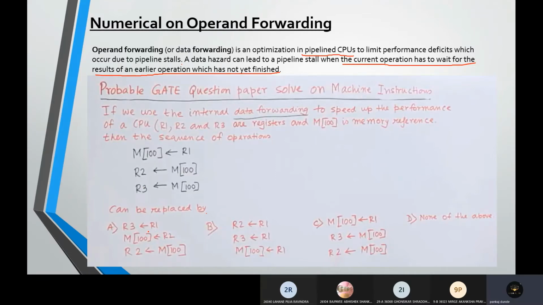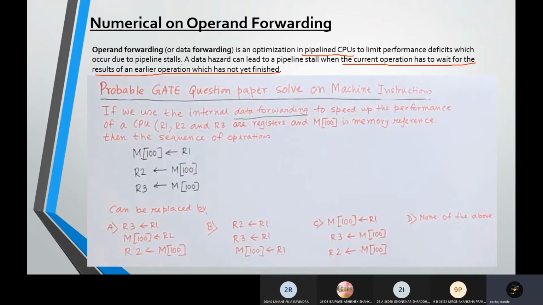Let us check out the first answer, A. If I am moving the contents of R1 to R3, that's fine. I am moving the contents of R2 to M100 memory location. Here you can observe that there is no dependency between one instruction and another. What is meant by operand forwarding? The current operation has to wait for the result of the earlier operation which has not yet finalized. So there must be dependency.